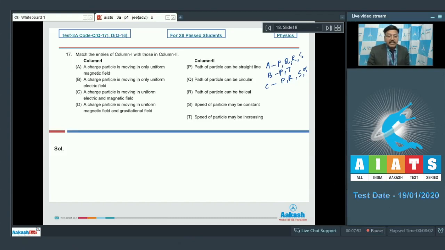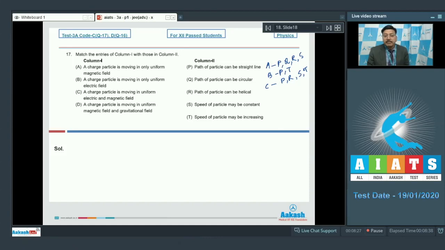Let's look at D in column 1 now. It says a charged particle is moving in uniform magnetic field and gravitational field. Well, the gravitational force will also do work similar to electric force, which means that gravitational force can change kinetic energy, and similarly if the magnetic force is equal and opposite to the gravitational force, in that case path of particle can be a straight line.